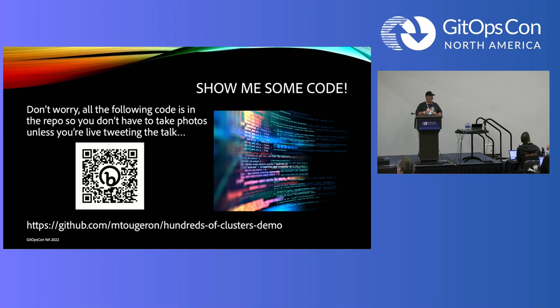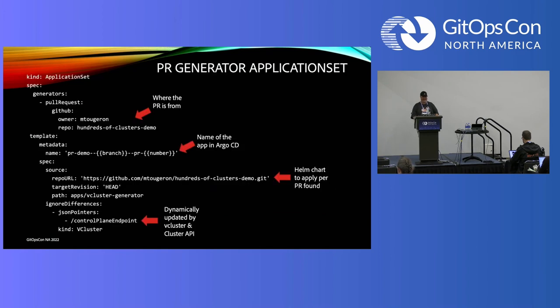But don't worry, all this code is on that repo. So if you want to see how this works, this is the screen to take a screenshot of or a picture of. So I'll give you a few seconds to do that. It's at the end as well. But the repo has building a cluster to do it using Cluster API. It has building virtual clusters with it, the PR generator, the whole shebang. So this is the one you're going to want a picture of if you get a picture of anything this talk. And cameras down. All right.